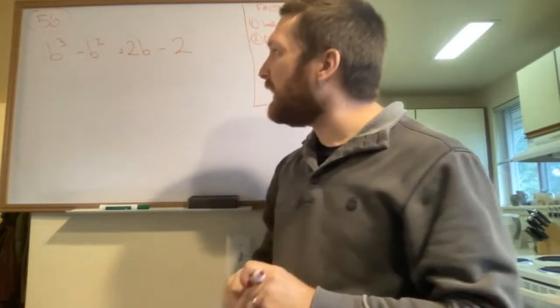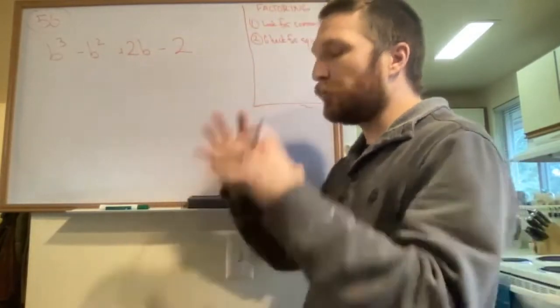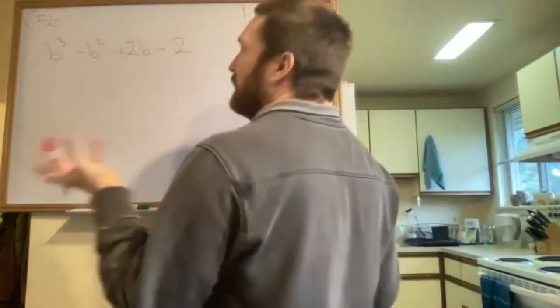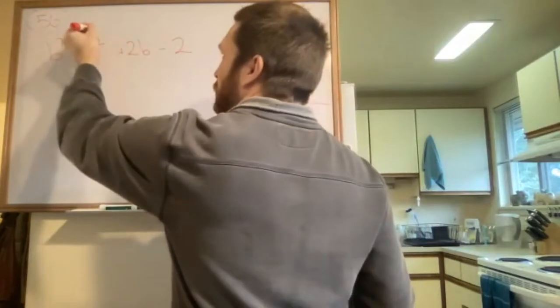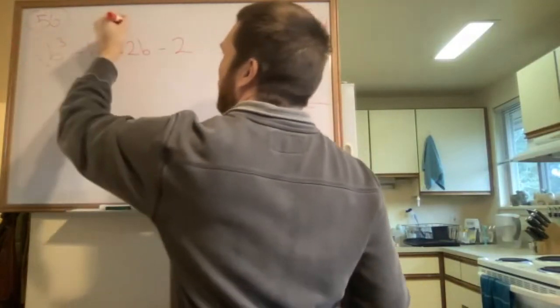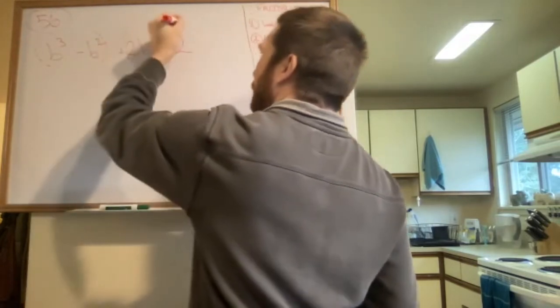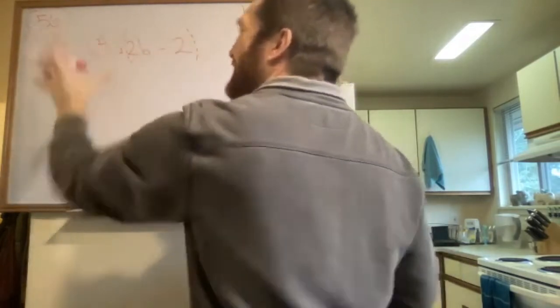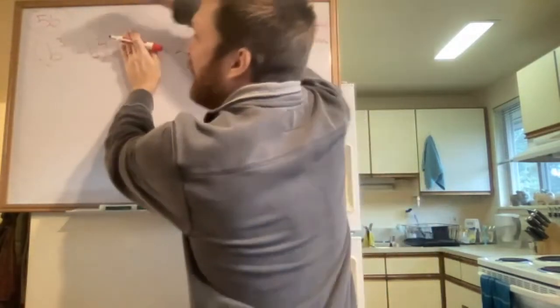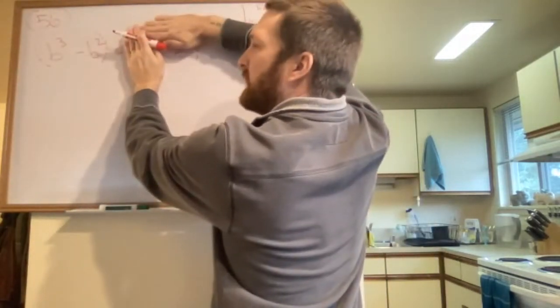But what we can do is group these things. And this is what your book shows you how to do. It said, well, try groups of 2. So think about that as a group of 2. And then within these, we could factor out. So what can I factor out of that group right there?